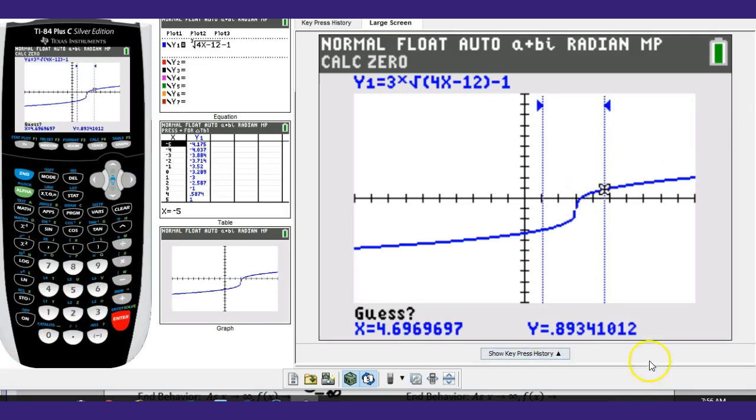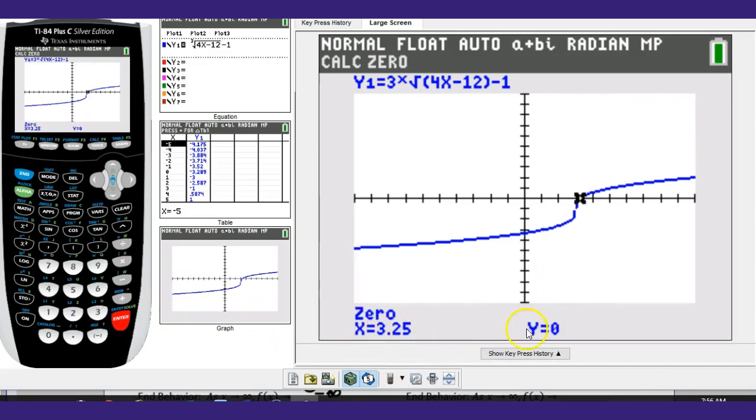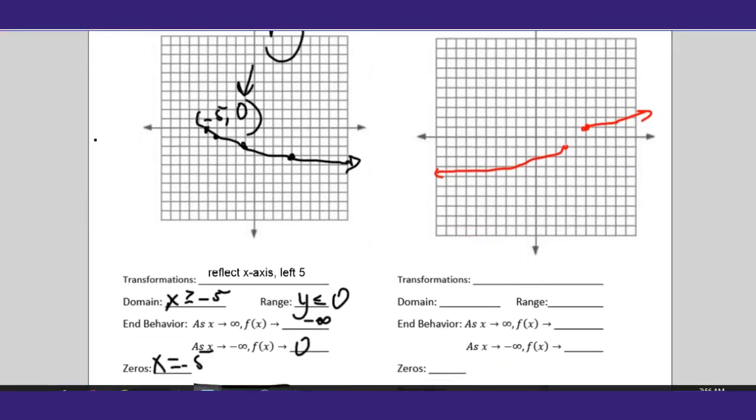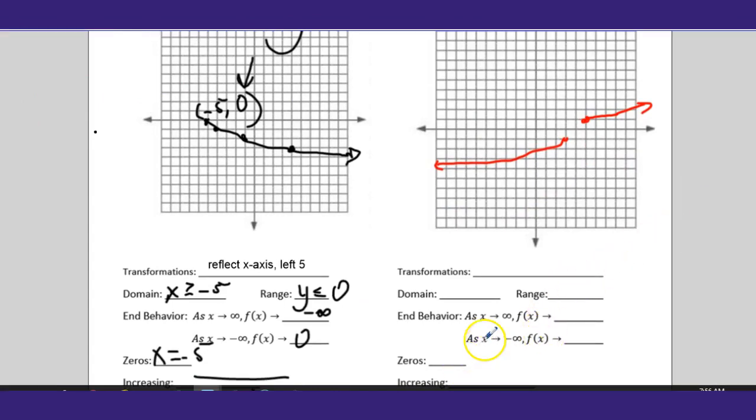Then it says guess. Now the calculator is going to guess right there. So 3.250 is our 0, 3.250. So that's about 3 1/4. So 1, 2, 3, and about 1/4 of that space. So 3 1/4, 0. Not only am I going to write that down right here, where it says 0, x equals 3.25. I'm going to go 1, 2, 3, 3.25. There's my 0 right there. So now I'm going to connect those dots. All right, there's my graph.